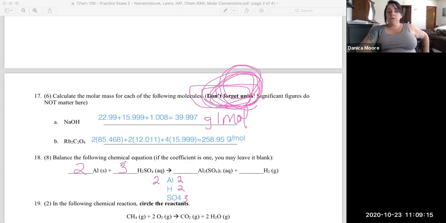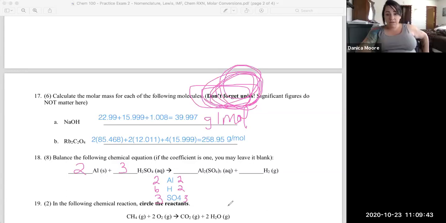Cool. So this coefficient, the stoichiometric coefficient, everybody's least favorite word right now, is going to be applied to this entire molecule, not just the sulfate. So we do have 3 sulfates here, but now we also have 3 times 2 gives us 6.